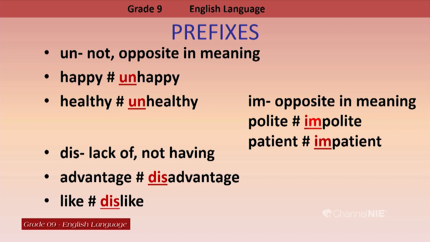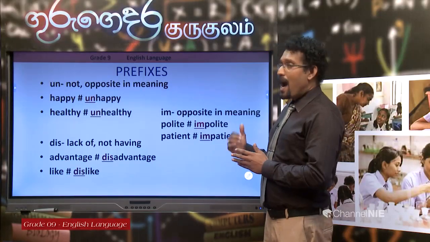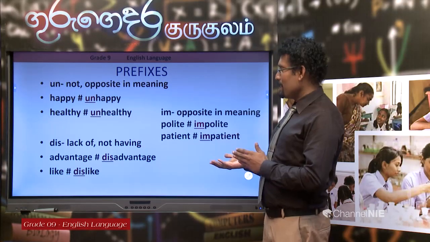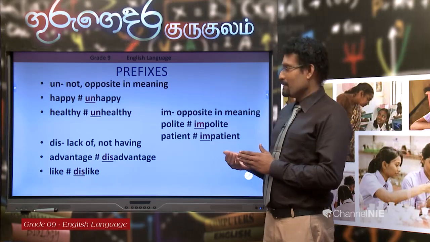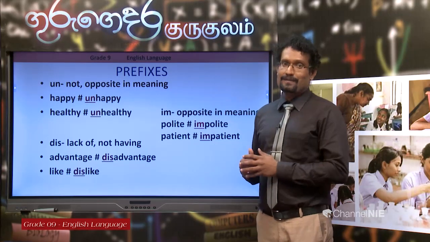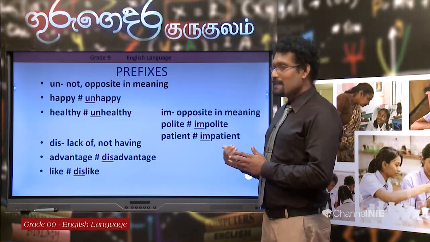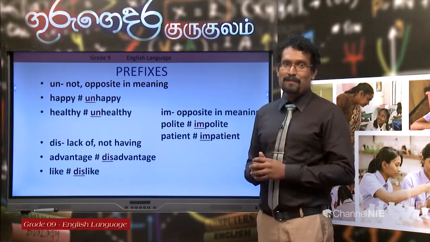So, there are 2 examples for you. I think it is very clear to you. Happy and unhappy. You can be happy and you can be unhappy. Unhappy is not a good quality. You always have to be happy. We always have to be happy.